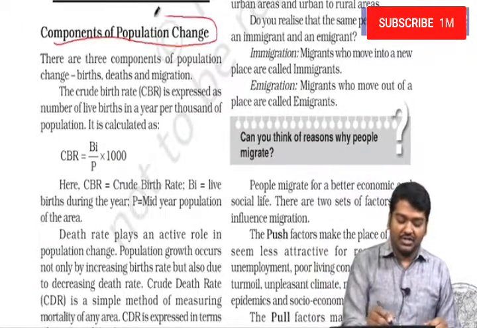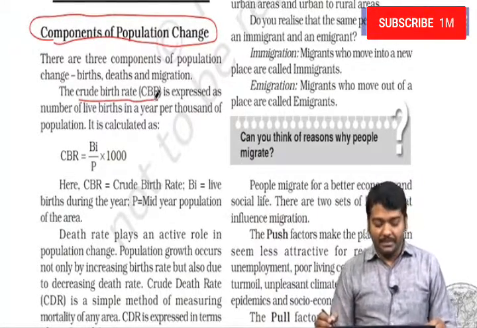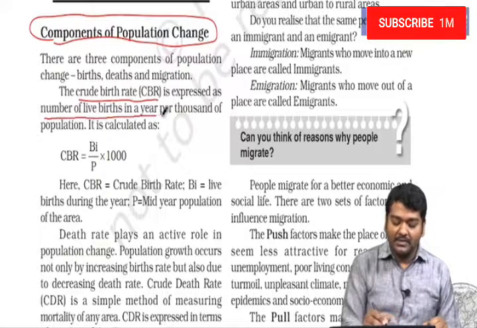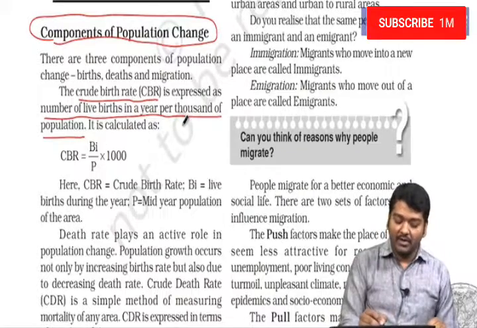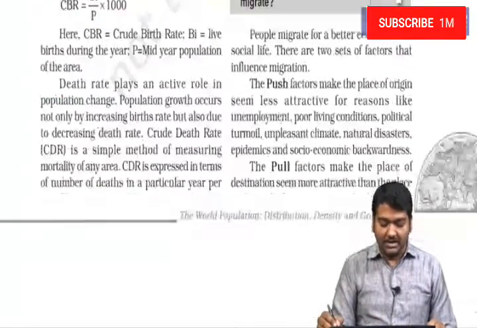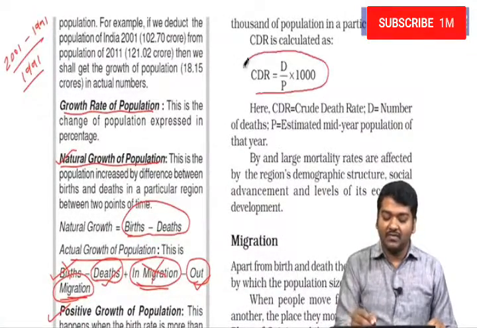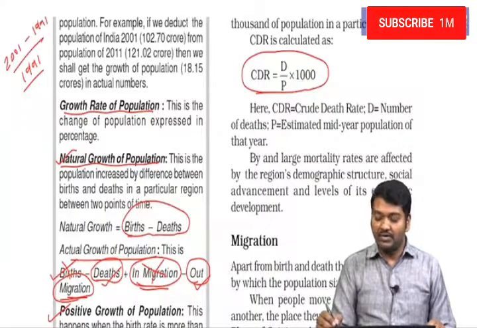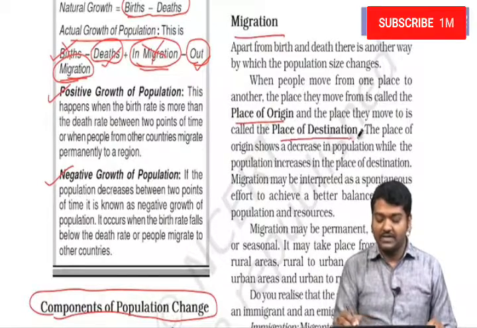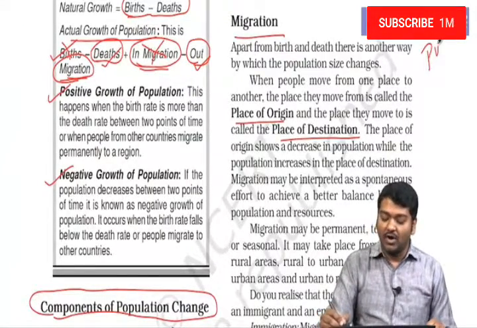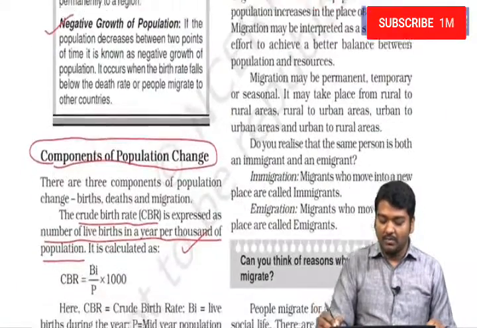Components of population change. Whenever we try to see, we talk about the crude birth rate. That means how many live births in a year per 1000 of population are actually taking place. This is very important. We are talking about 1000 of population. And then we need to talk about the crude death rate, where we say how many deaths are taking place per 1000 of the population. Migration, we talk about the place of origin and place of destination, and here people move because of push factors and pull factors. So both these factors are also important for you.